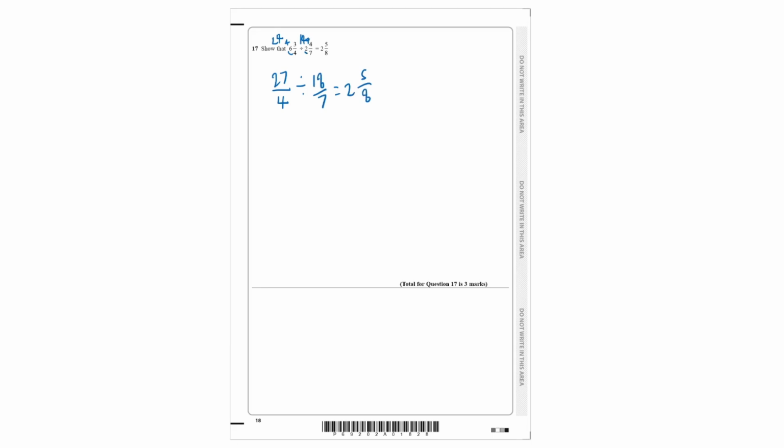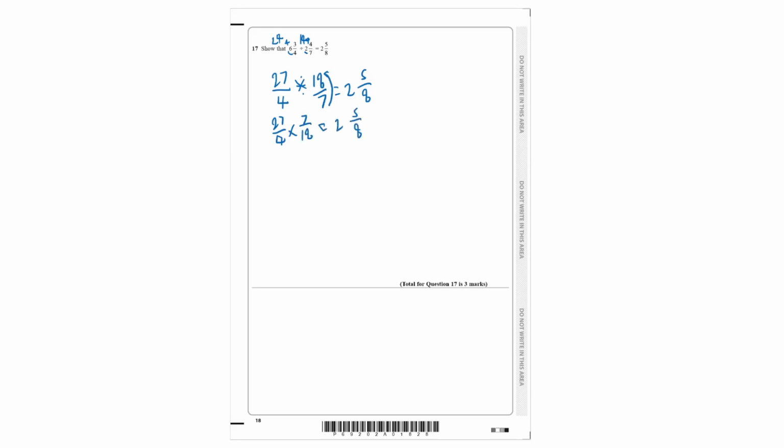Now, instead of dividing fractions, we can find the reciprocal of the second fraction and multiply instead. So we have 27 divided by 4. 18 over 7 flipped is just 7 over 18, is equal to 2 5/8.